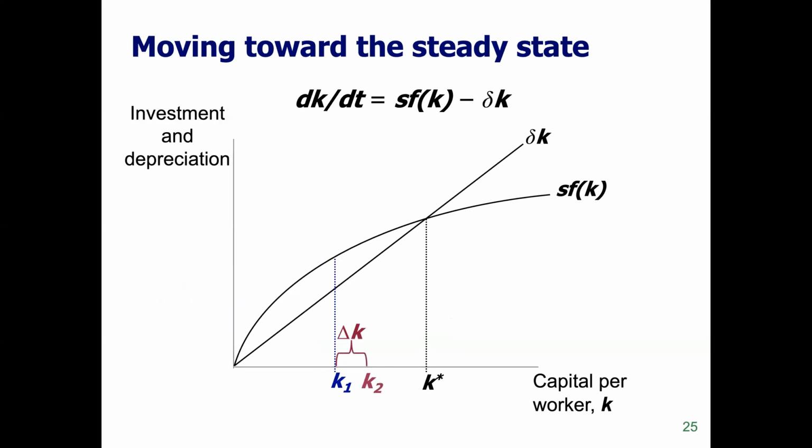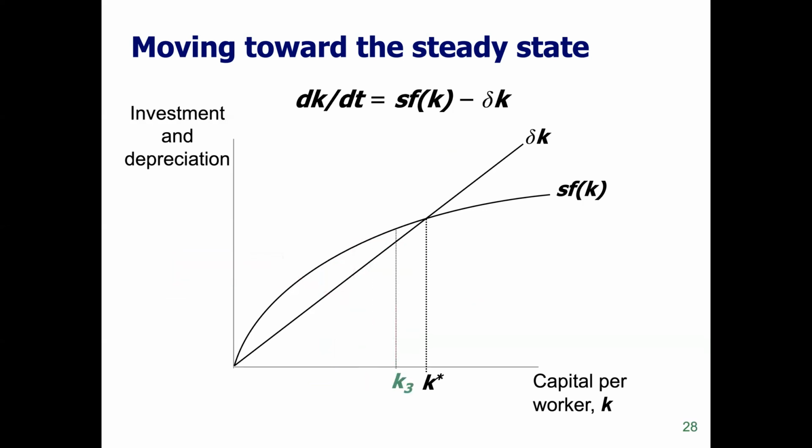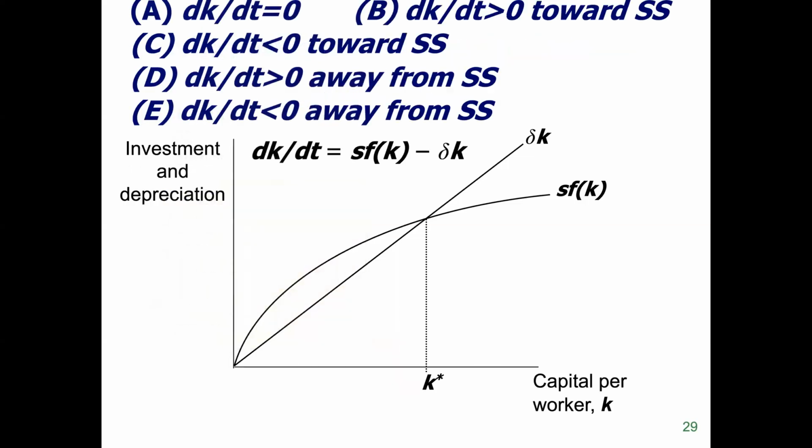So capital stock is increasing. You go from K1 to K2, but at K2, same thing happens. Investment is greater than depreciation. So you've got dk/dt positive, and so capital increases. Where does this stop? Well, as long as little k is less than little k star, investment will exceed depreciation, and little k will continue to grow towards k star.